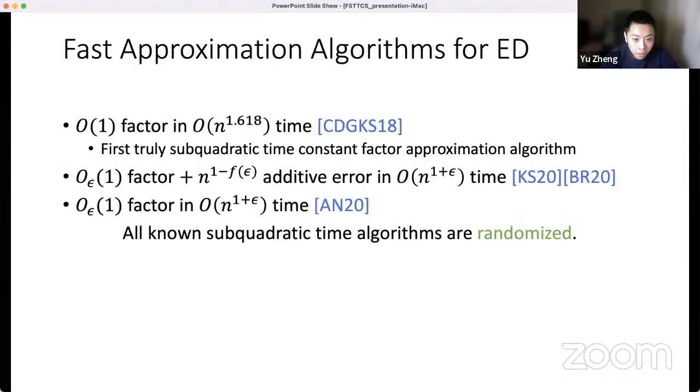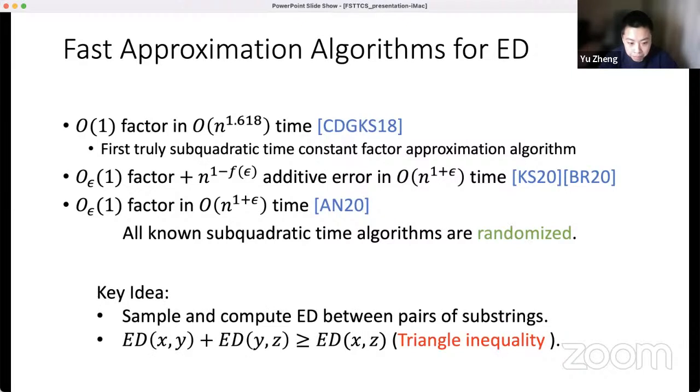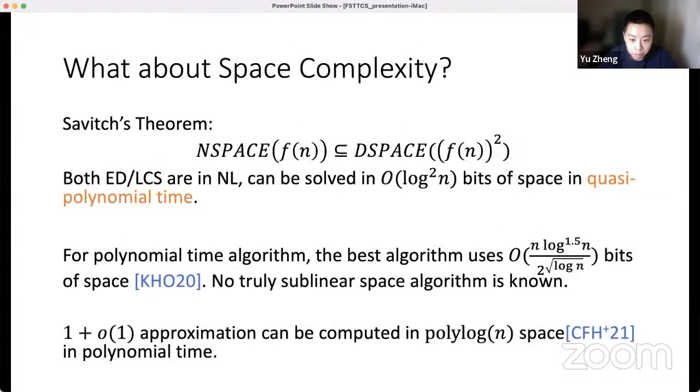Okay, and recently there's a line of research on fast approximation algorithms for edit distance. Currently the best algorithm can achieve constant factor approximation of edit distance in near linear time, I mean, n to the 1 plus epsilon for some very small constant epsilon. And all these algorithms are randomized. The key idea of this progress is to sample and compute edit distance between pairs of substrings and use the triangle inequality.